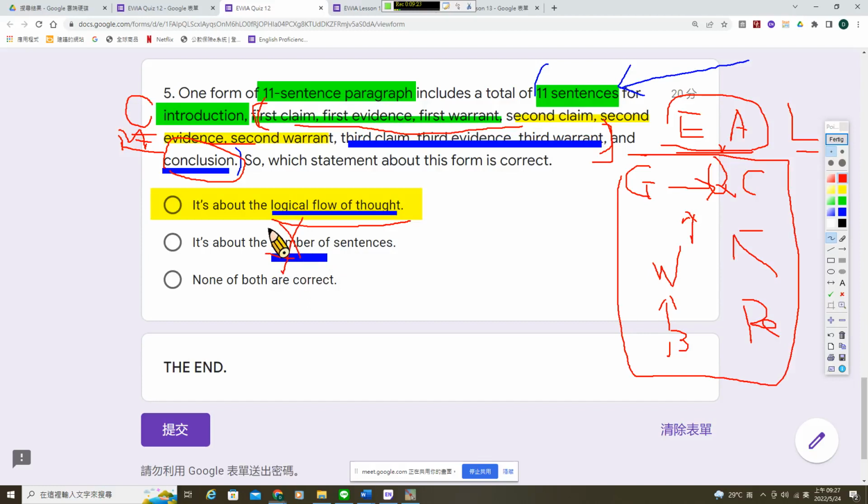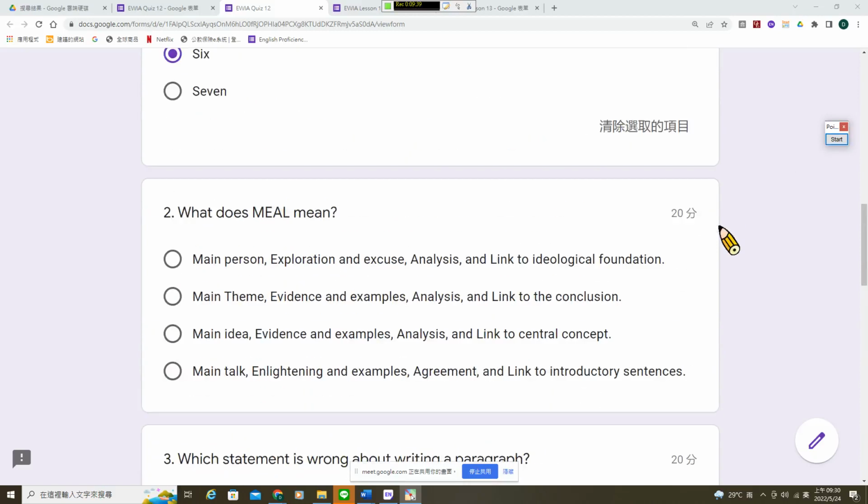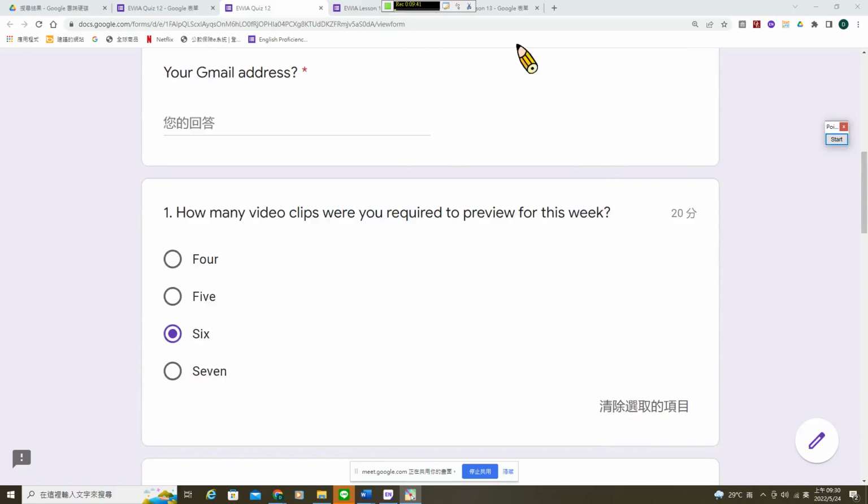So can you write a paragraph with 5 sentences? Fine. 17 sentences? Fine. As long as your logical flow is clear, that is good. Okay, so this is what we need to talk about for quiz number 12. Okay, so any questions you would like to ask?